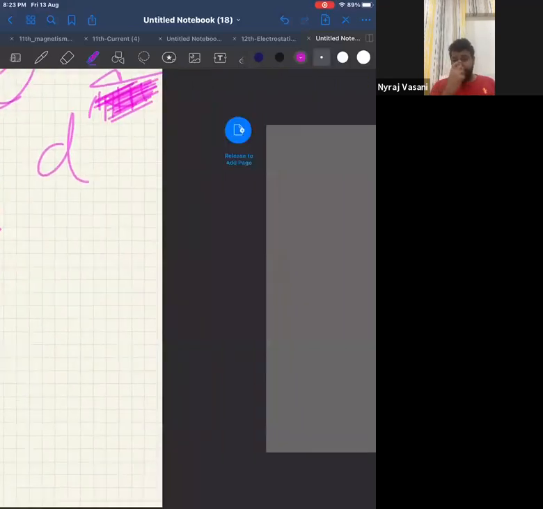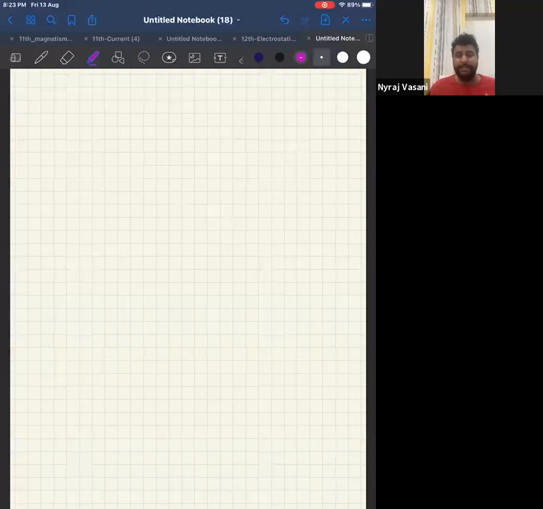32, we did it yesterday as a formula. Tell me if you can manage to identify the right formula for question number 32.